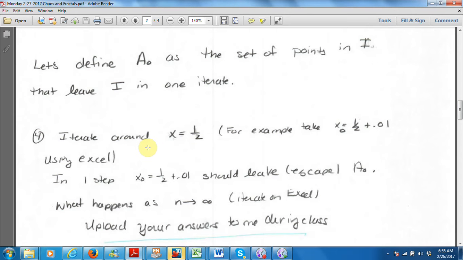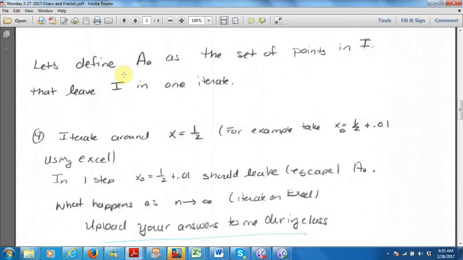In this module, I'm not going to stop halfway through. I'm going to ask you to pause me instead, otherwise it'll be a very short module. So let's define A0 as the set of points that leave I in one iterate.